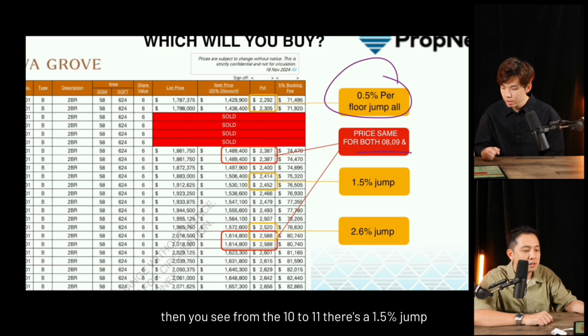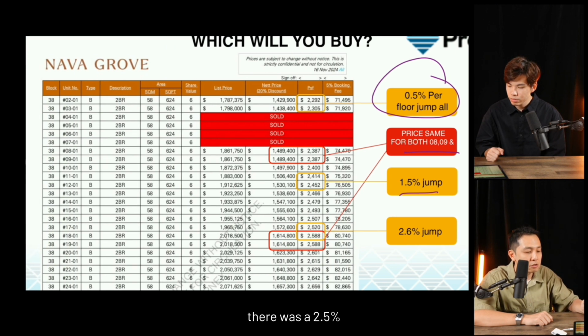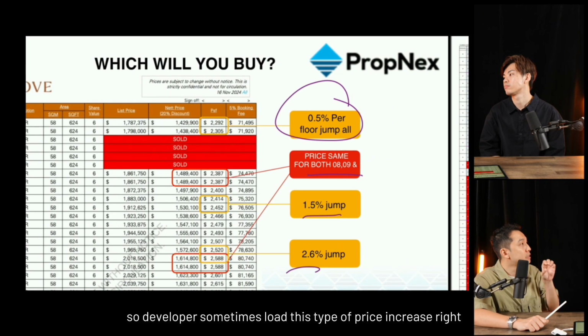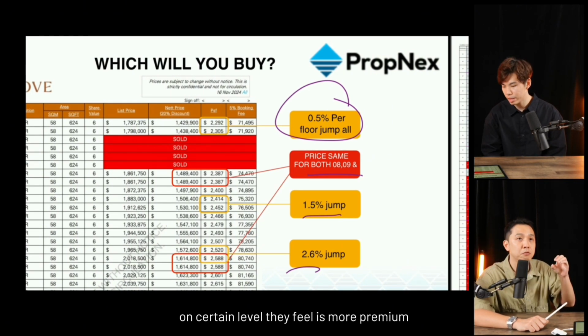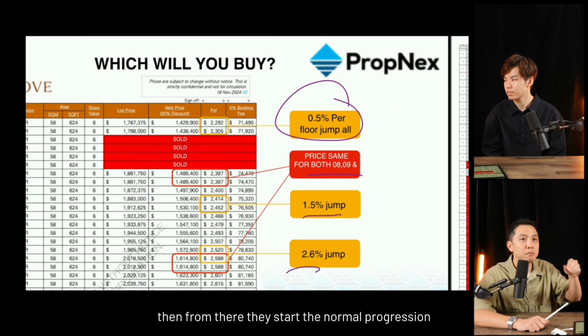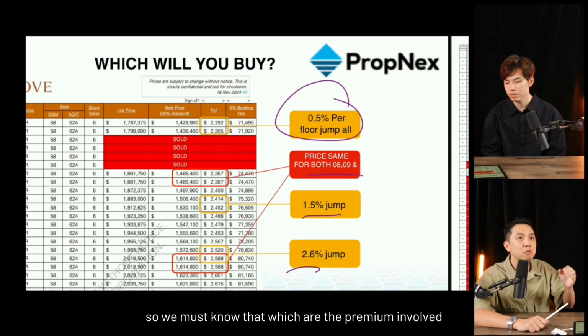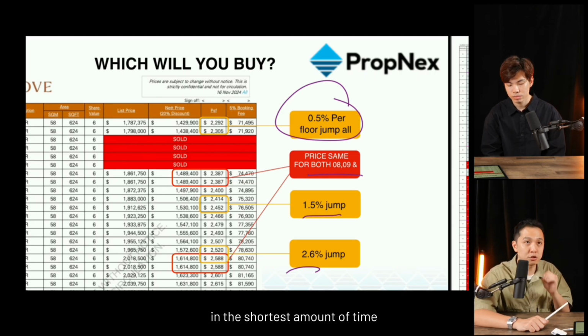Then you see from the 10 to 11 there's a 1.5% jump. Then maybe from the higher level, there was a 2.5. So developers sometimes load this type of price increase on a certain level, which they feel is more premium. Then from there, they start the normal progression. So we must know which are the premium levels involved in the shortest amount of time.